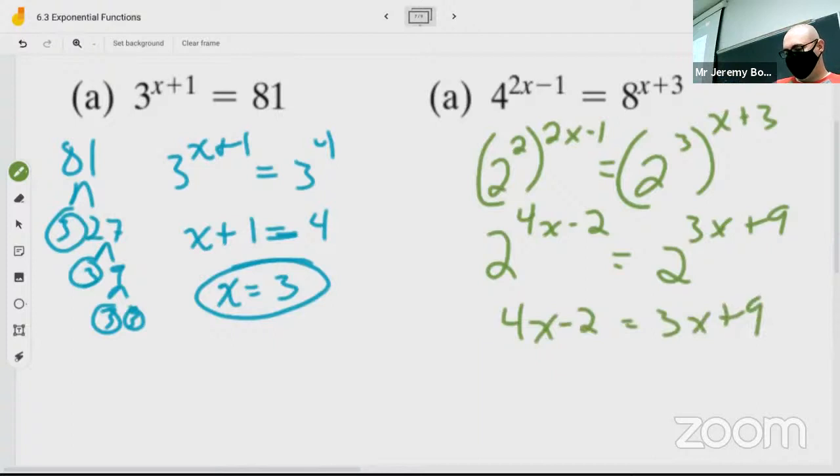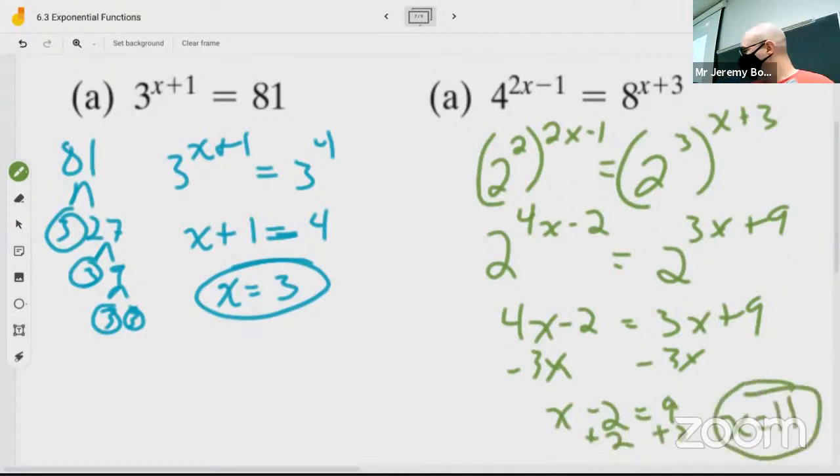And we need to solve that. So let's subtract 3x from both sides. We'll get x minus 2 is equal to 9. Add 2 to both sides. And I get x is equal to 11. Any questions on that? No? Good?